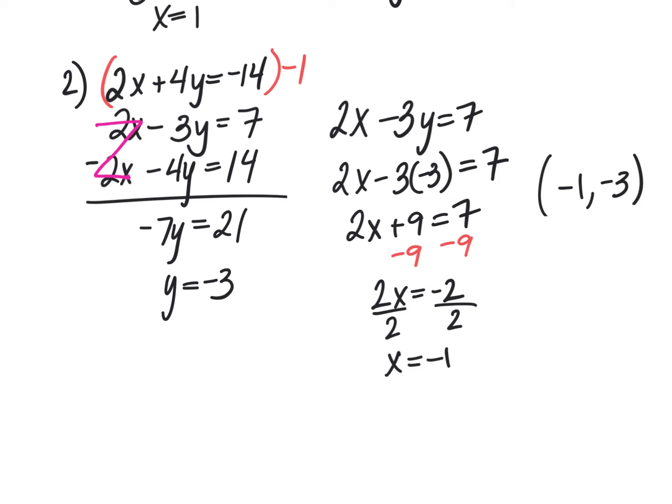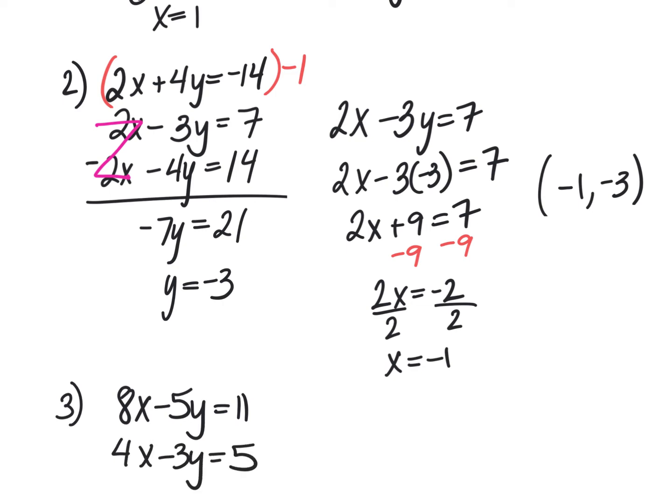Questions? All right, number 3 then. Number 3 is 8x minus 5y equals 11, and 4x minus 3y equals 5.